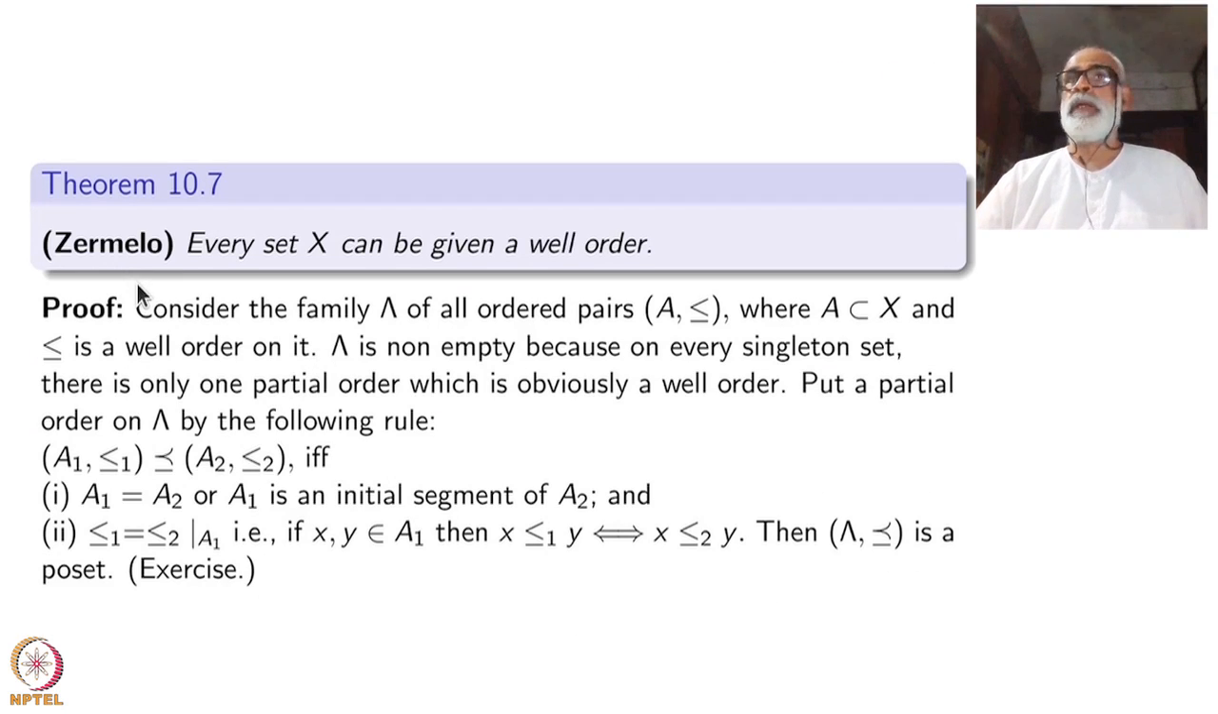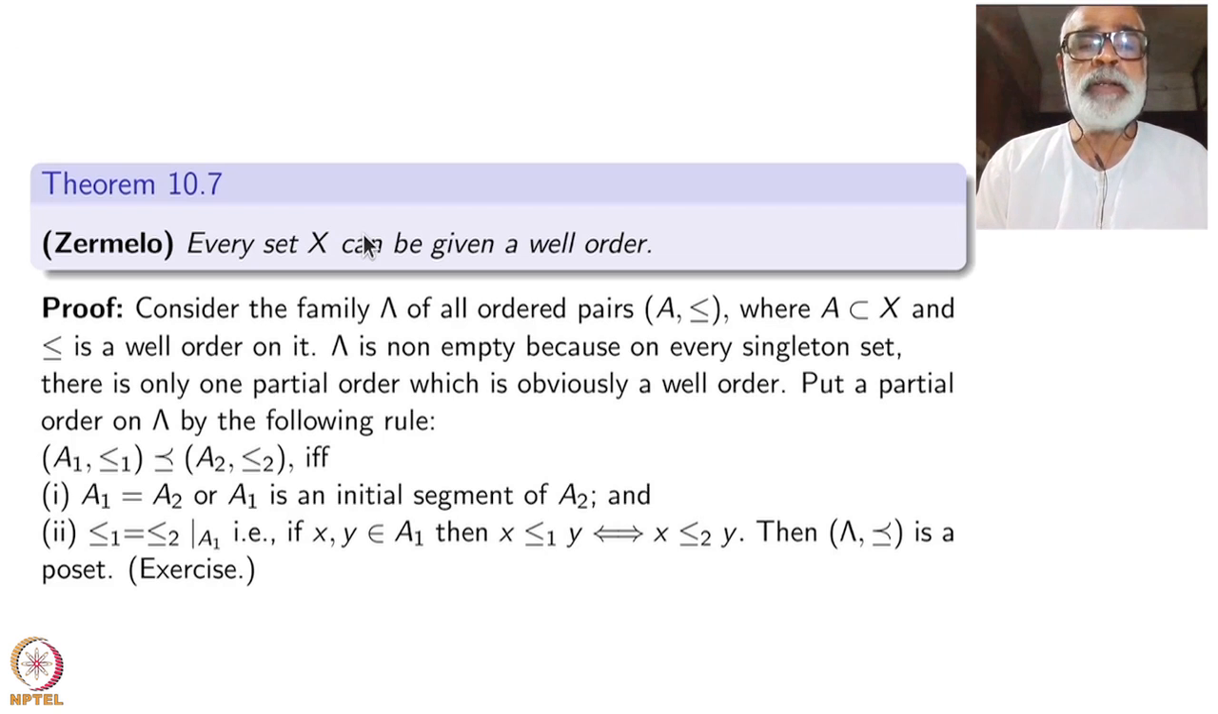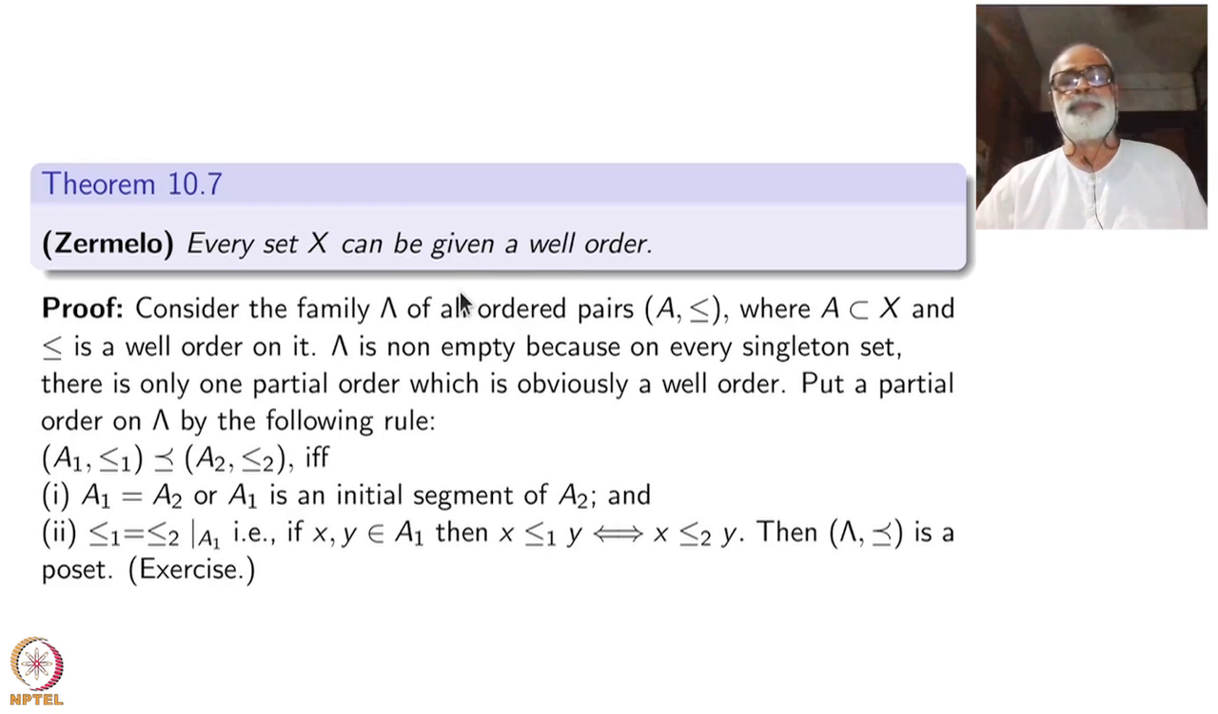Using Zorn's lemma, we can easily prove Zermelo's theorem, another very important theorem, which can also be taken as an axiom: every set X can be well ordered. We have just seen the set of integers is not well ordered with the usual order. So what Zermelo says is that there is another order in which it will be well ordered. There exists some order, a partial order which is total, which will be a well order. That is the meaning of this.